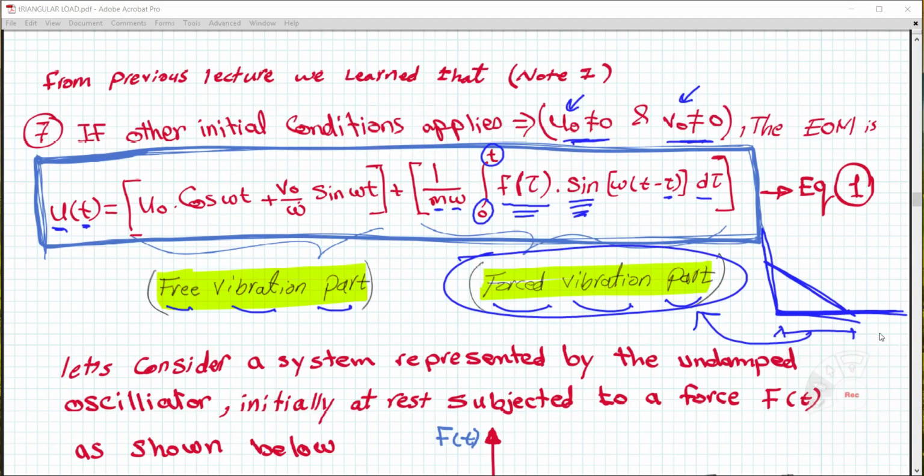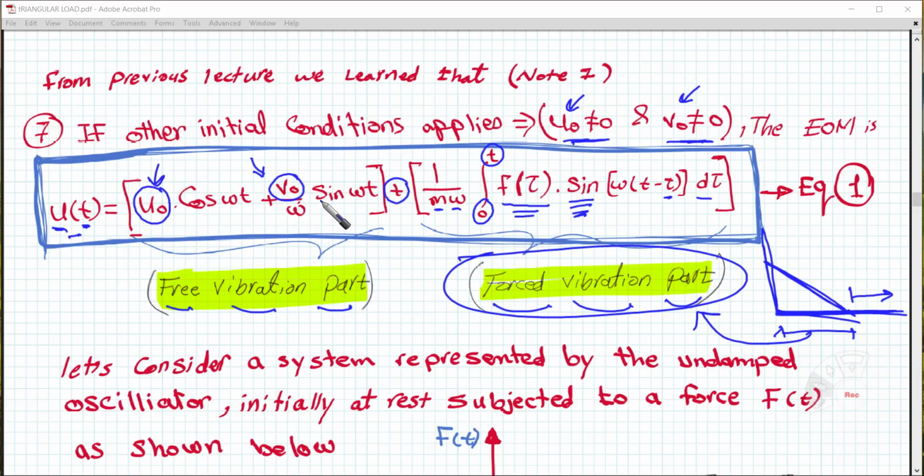After that, the system is going to respond freely. So we call this part the free vibration part. And it is going to be added, or we are going to represent it in our equation by this term, which you can see here. It has U node and V node. Remember that well. They are the initial conditions, the initial displacement and initial velocity, right? Because as we said, we are talking about the initial conditions that we have when we derive this equation.